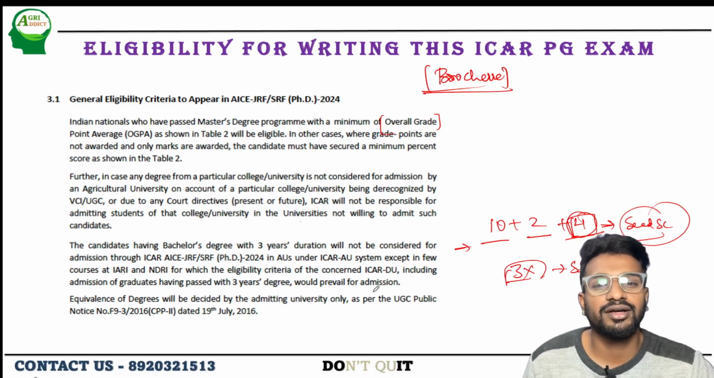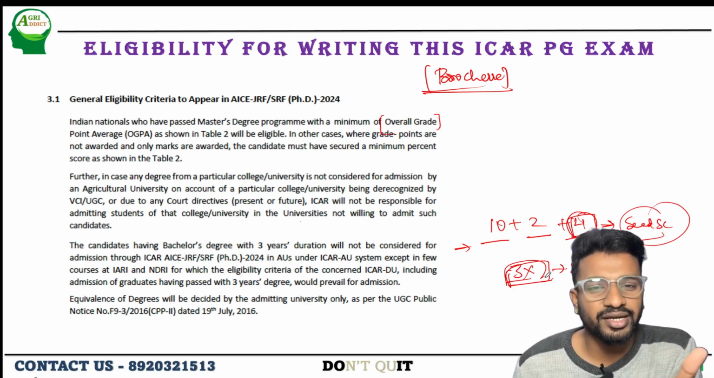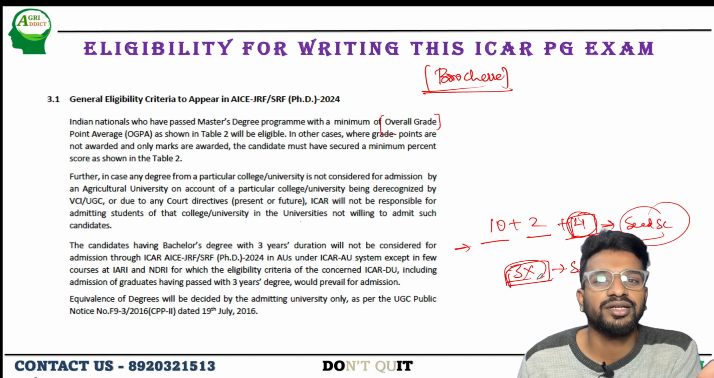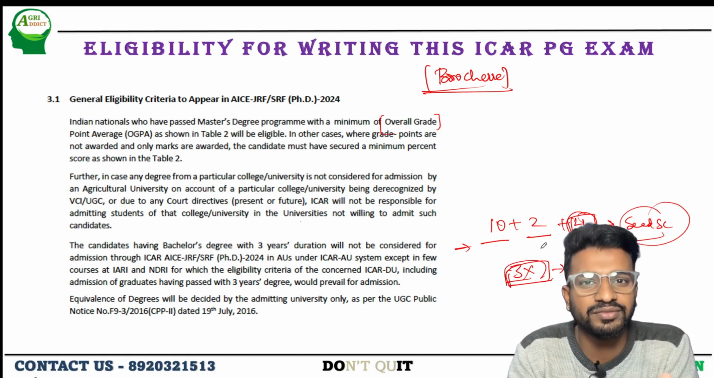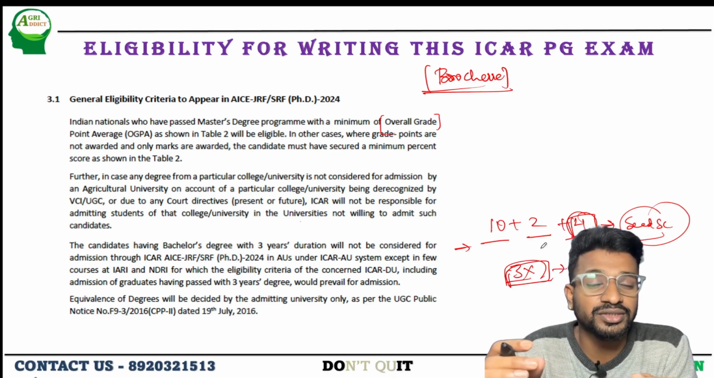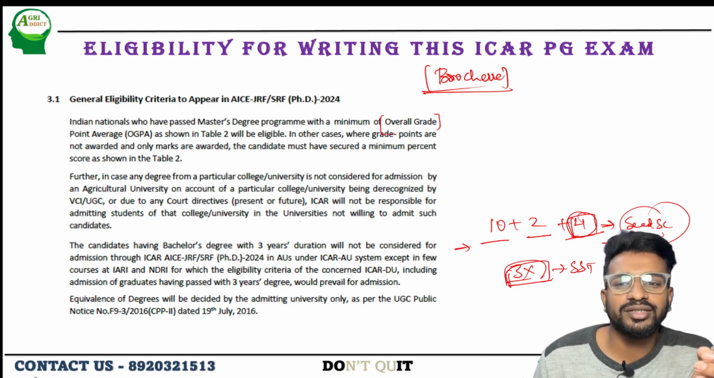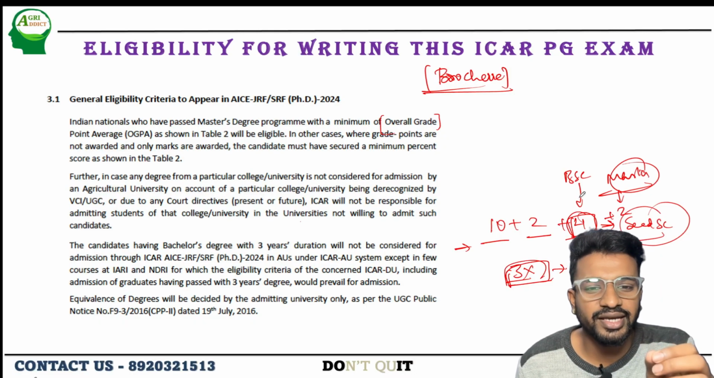But for certain courses, the eligibility is 3 years. That is not for Seed Science, but for other subjects like biochemistry and others, where a bachelor's degree of 3 years is also considered. If you have pursued your bachelor's for 3 years, you will be considered to write this exam. But for Seed Science and Technology, the 4 years is the minimum requirement for BSc Agriculture, and next you have to complete the 2-year master's degree. Only then will you be eligible to write this exam.